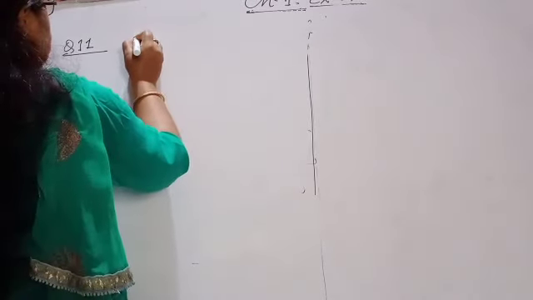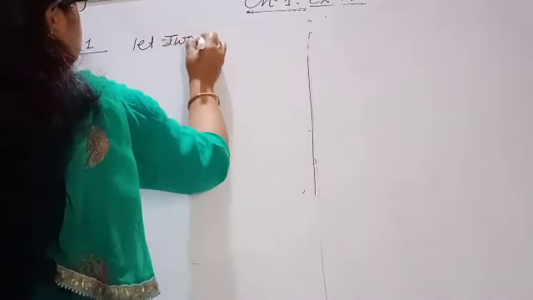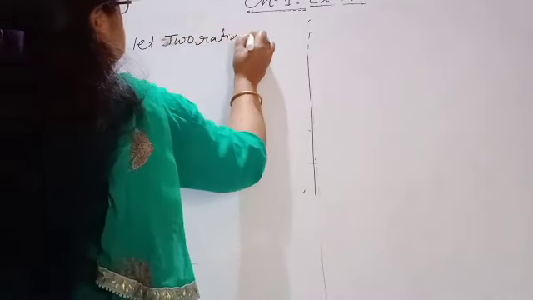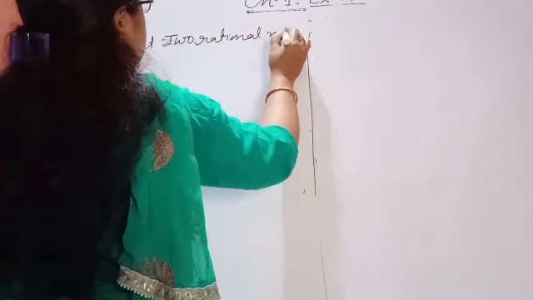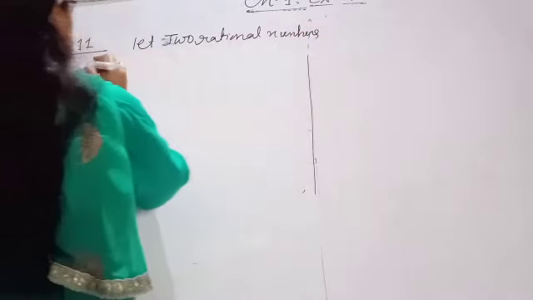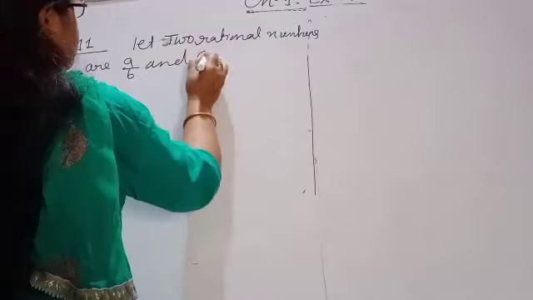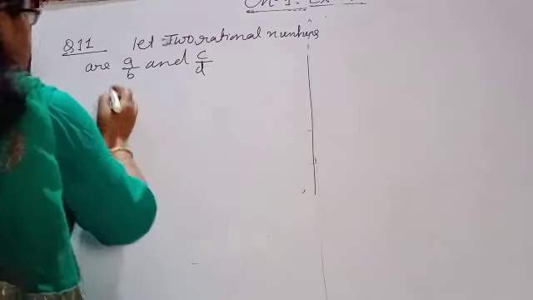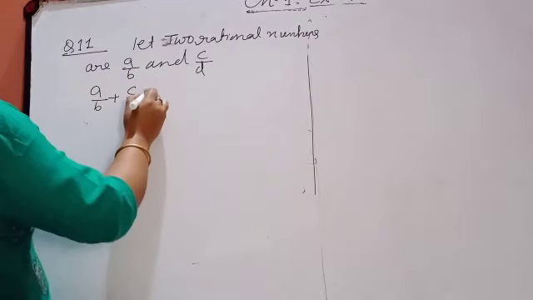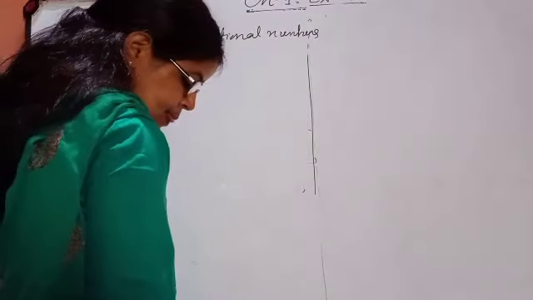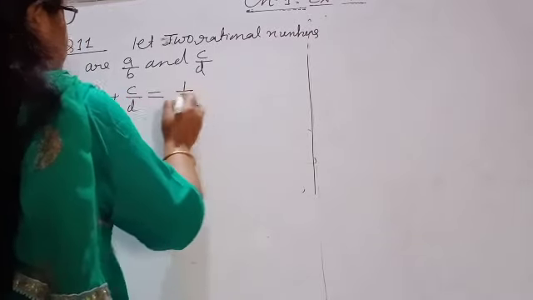The sum of two rational numbers. Let the two rational numbers be A upon B and C upon D. Now what he is saying is the sum of two rational numbers, A upon B plus C upon D, is equal to what? The sum of the two rational numbers is 1 upon 2. Means their sum is 1 upon 2.